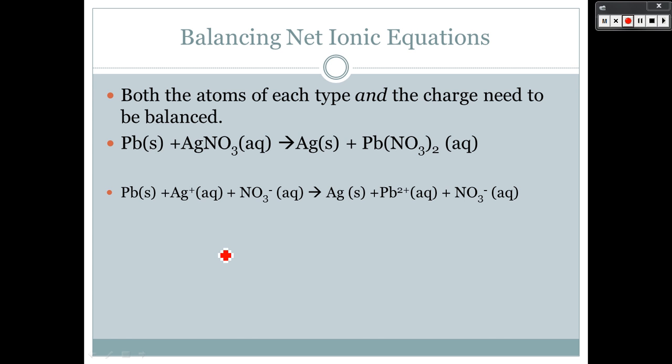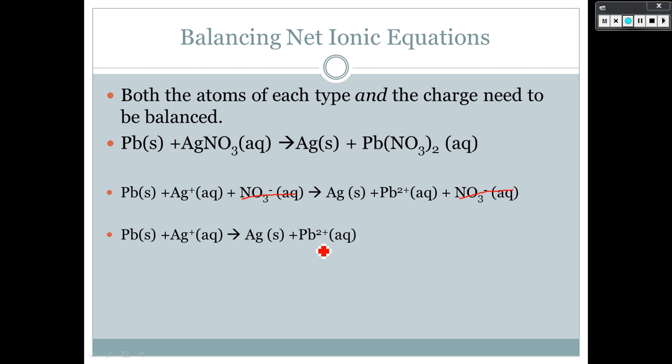So then we can go through and say, okay, what are our spectator ions? What's similar on both sides? So we can cancel out our nitrate, and that's it. We can't cancel out the silver or the lead, because if you notice, here the lead is solid, here it's a lead ion, it's aqueous, and so that's not the same. So the only thing that's the spectator ion is the nitrate. So then we do our net ionic equation. So we have solid lead plus aqueous silver ion yields solid silver plus aqueous lead ion.